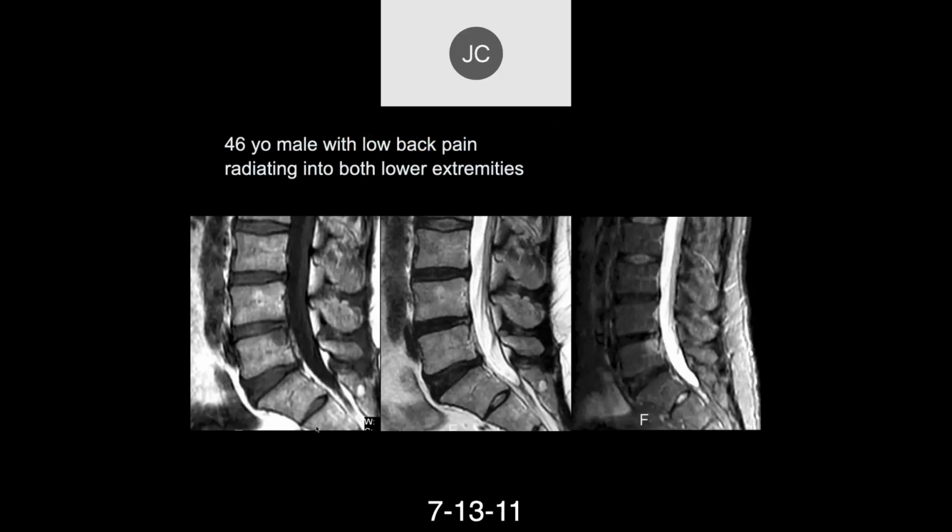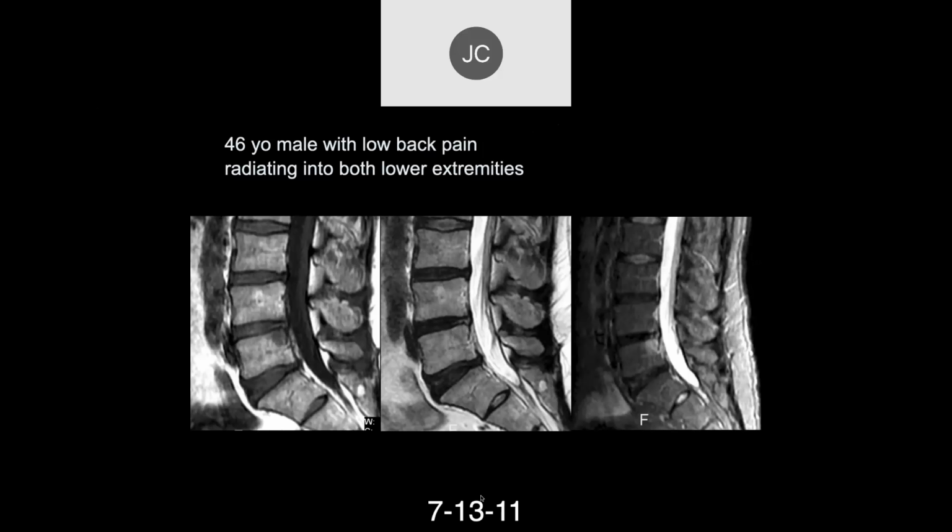Robert. All right. So we have a 46-year-old male with low back pain radiating into both lower extremities. So this is on 7/13/2011. Okay. The only thing that stands out is there's a little bit of marrow edema on the L5 vertebral body posterior superiorly. Yeah. And if I remember correctly, this wasn't appreciated at the time. Okay. So this is 7/13/2011.